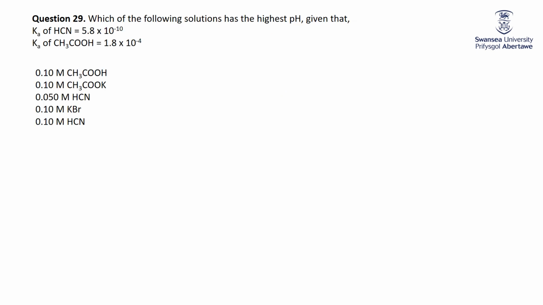Which solution has the highest pH? Given Ka of HCN is 5.8 times 10 to the minus 10. Ka of CH3COOH is 1.8 times 10 to the minus 4. So 0.1 molar CH3COOH is a weak acid.